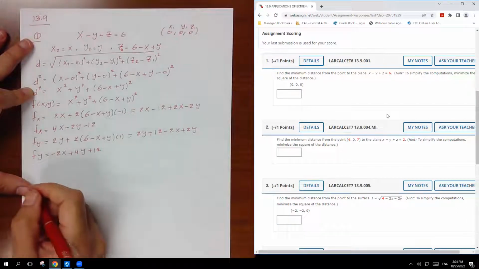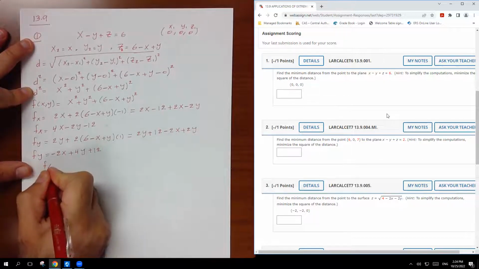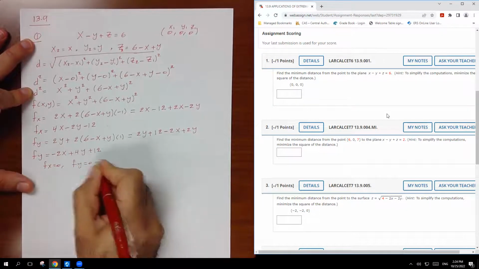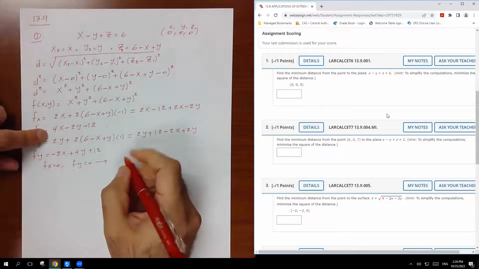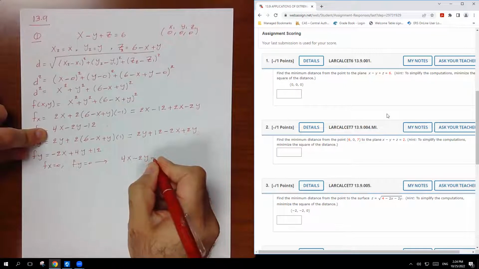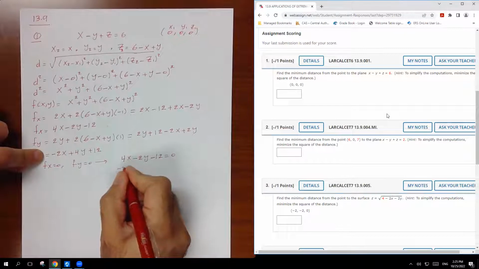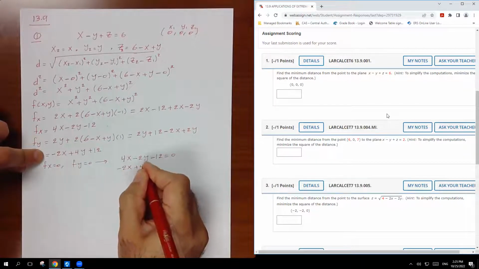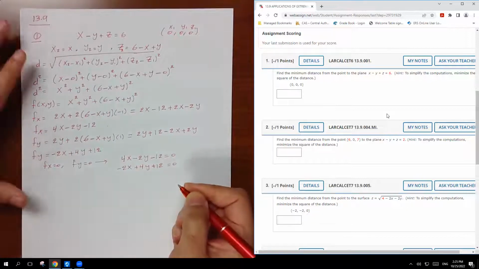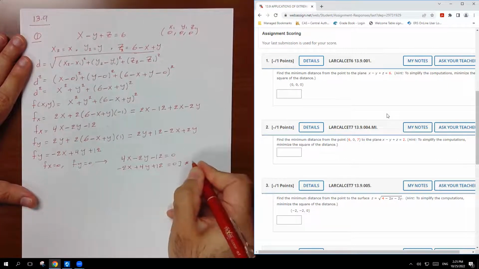Okay, now to find the critical point, we're going to let f sub x equal 0 and f sub y equal 0. That means we get 4x minus 2y minus 12 equals 0. And the second one is going to be negative 2x plus 4y plus 12 equals 0. I need to solve this system. So I'm going to multiply the second one by 2.